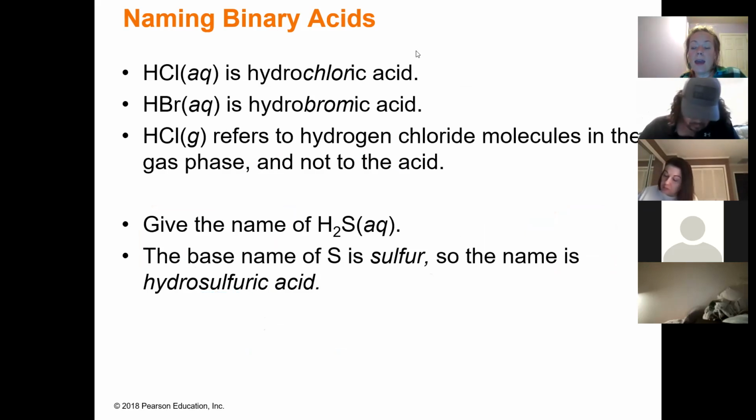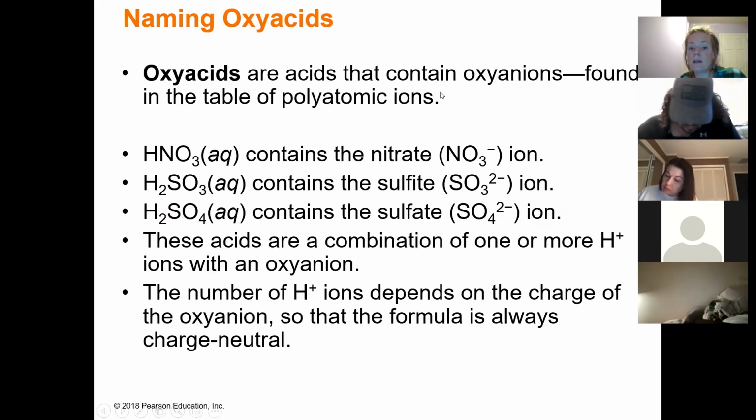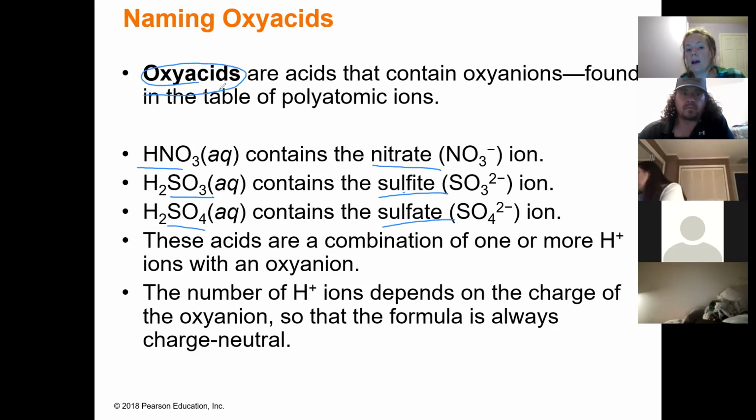If we have an oxyacid, so we are combining hydrogen with a polyatomic ion, like this here, HNO3, that is nitrate. H2SO3 contains the sulfite ion, and H2SO4 contains the sulfate ion. So anytime we have one of these -ate or -ite ions, we go with it being an oxyacid.